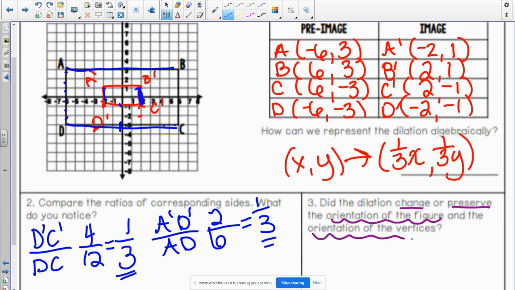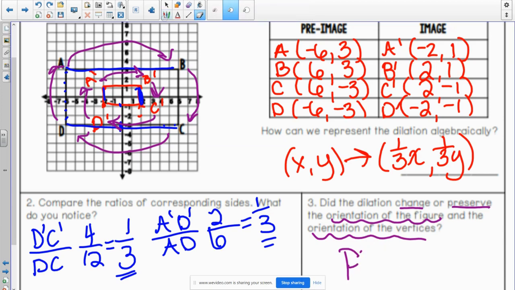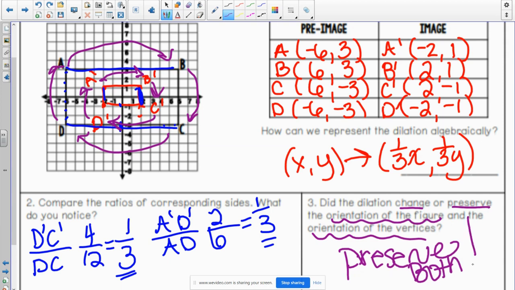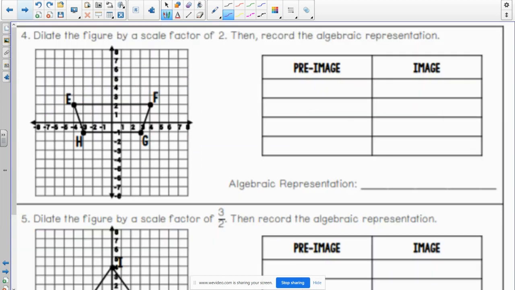And then does it preserve the order of the vertices? So it goes A to B to C to D to A in the original, and then A prime to B prime, to C prime, C prime to D prime to A prime. Notice that they're both going clockwise, so it preserves both. Okay. Next one.